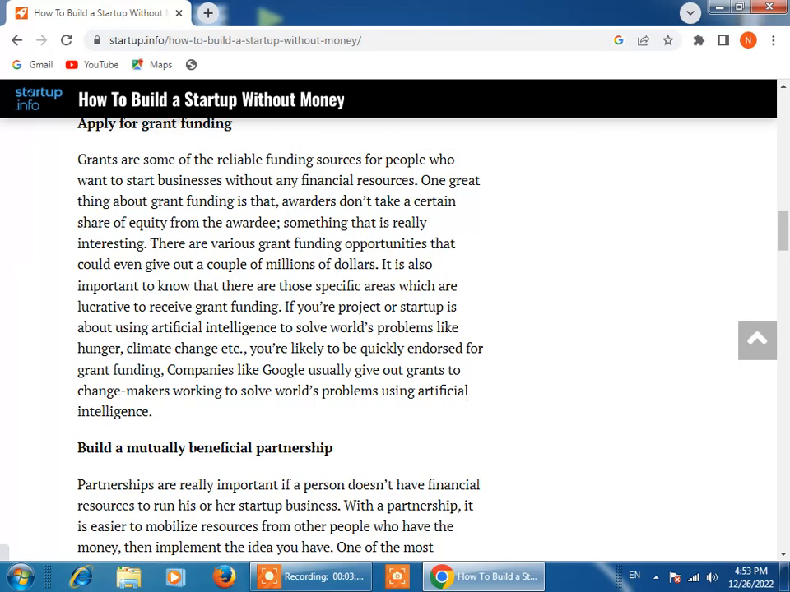Build a mutually beneficial partnership. Partnerships are really important. If a person does not have financial resources to run his or her startup business, with a partnership it is easier to mobilize resources from other people who have the money to implement the idea you have.